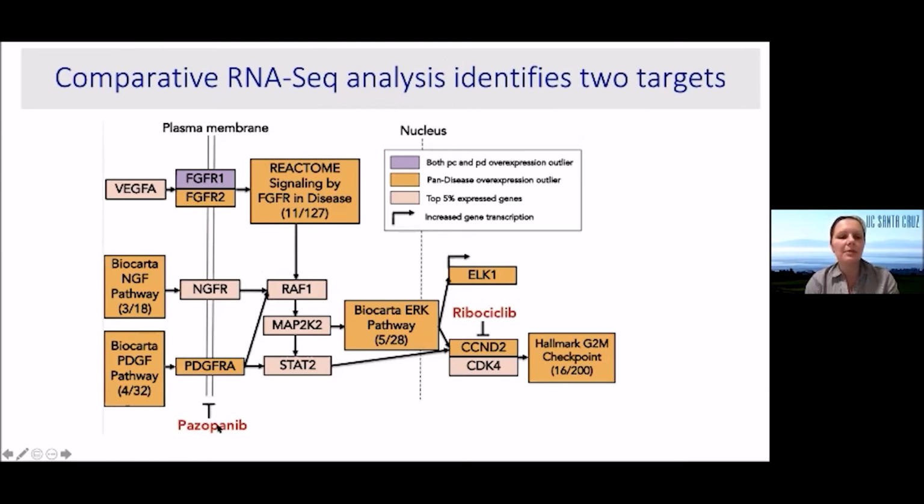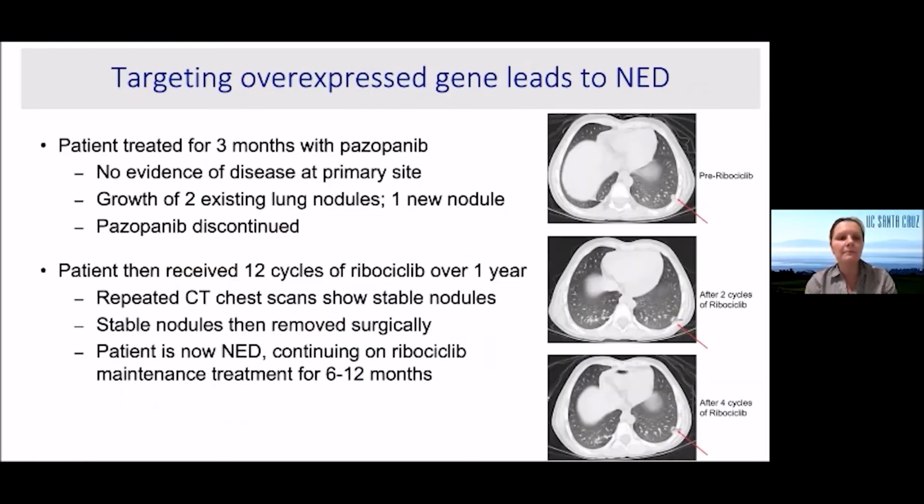Pazopanib is an RTK, a receptor tyrosine kinase inhibitor, and it can target multiple receptor tyrosine kinases that were overexpressed in this case. And then ribociclib is a cell cycle inhibitor that can target CDK4 and CDK6, cell cycle cyclin-dependent kinases that appear to be overexpressed in this case. So those were two takeaway points from this analysis.